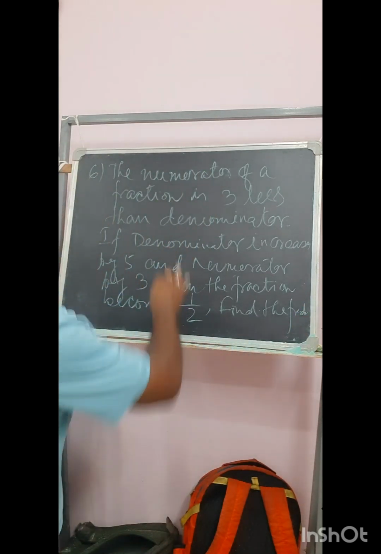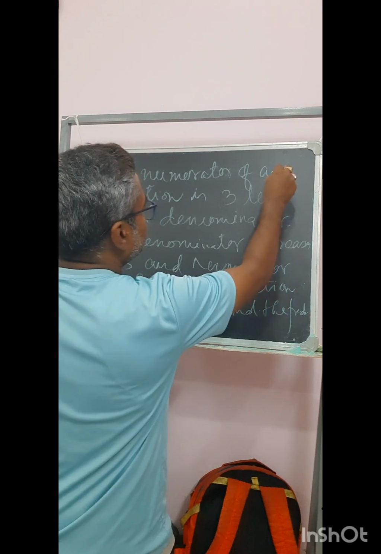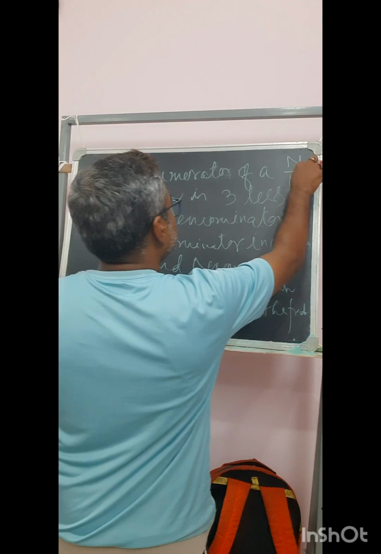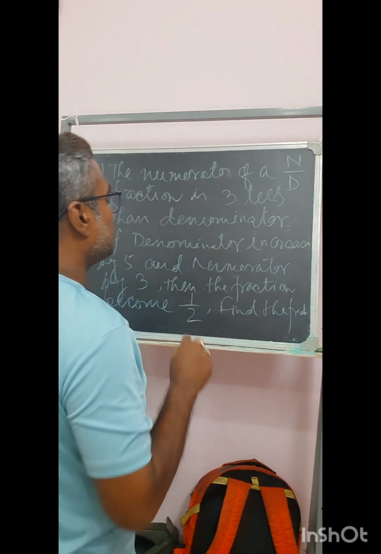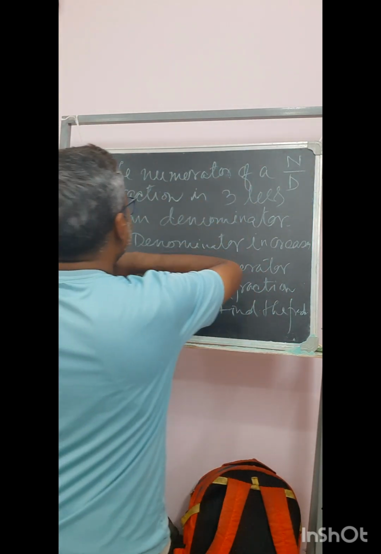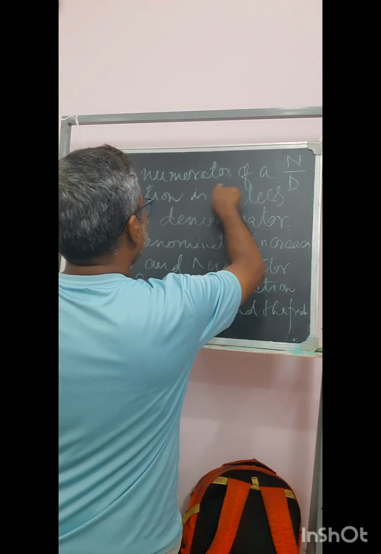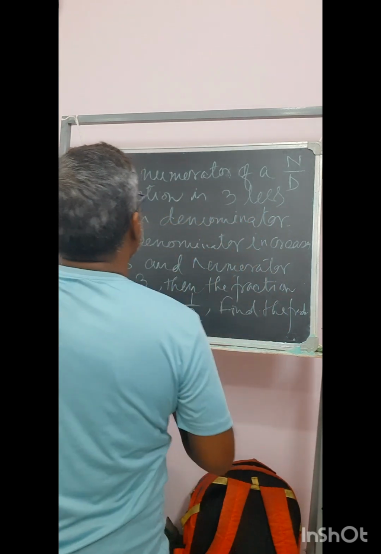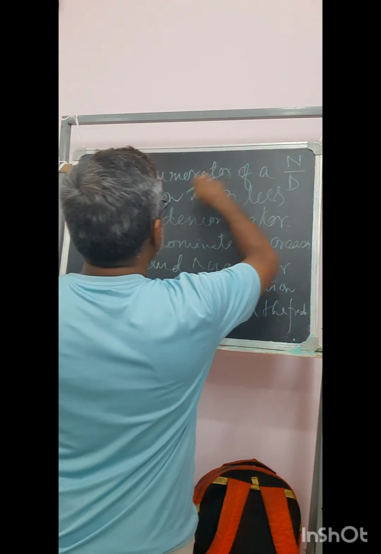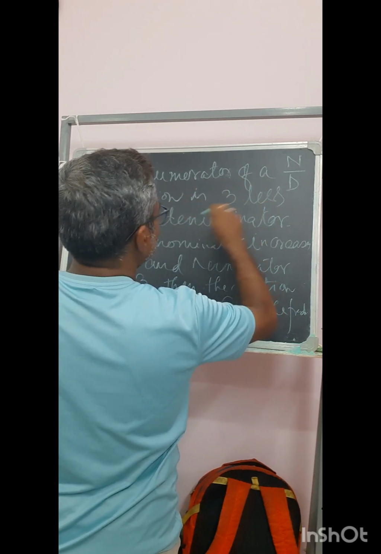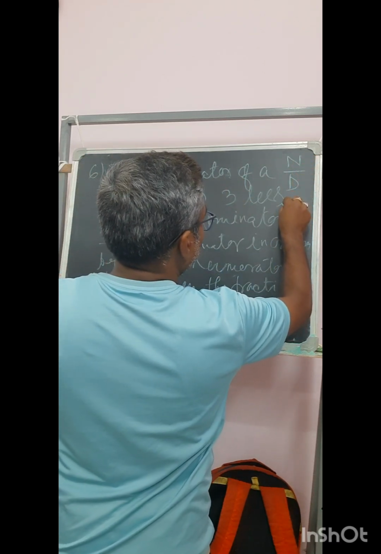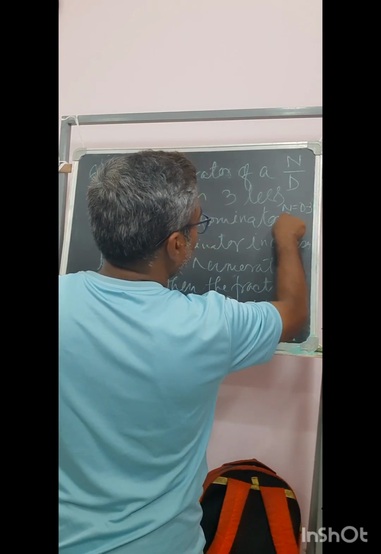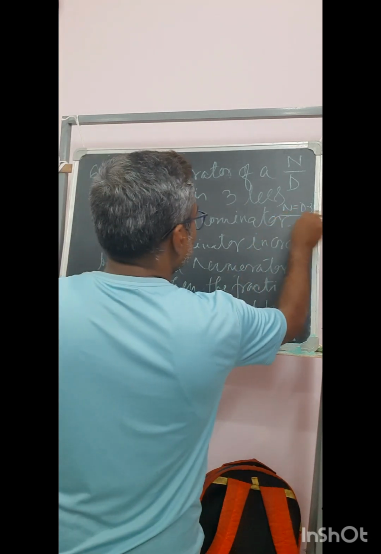So the condition is about the numerator of a fraction. In a fraction there are two parts: one is the numerator on the top, one is the denominator on the bottom. I am naming them n and d. The numerator is 3 less than the denominator. So if I deduct 3 from the denominator, I will get the numerator. This is the first relation.